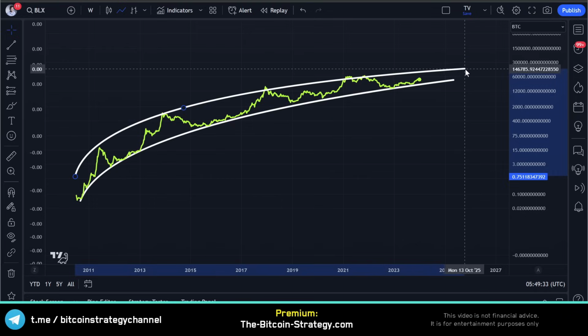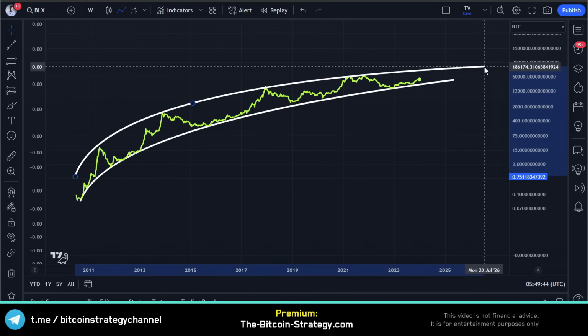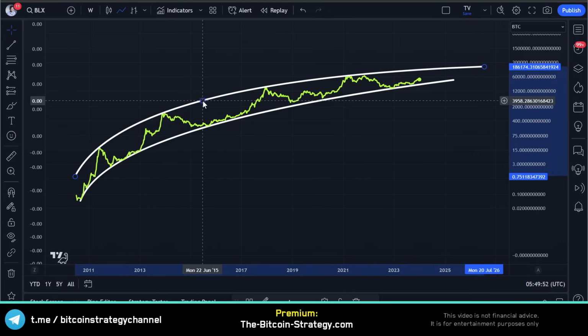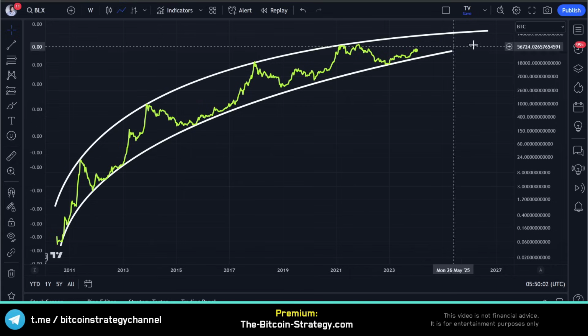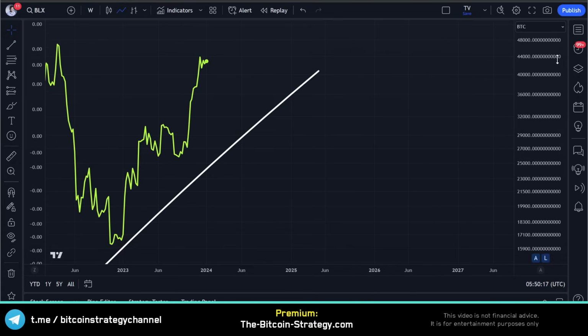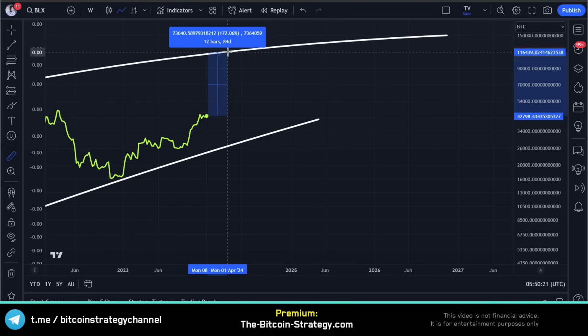Why not change the curvature here? Who says that this has to be 100% parallel? Doesn't this look quite nice? We're connecting the bottoms, we're connecting the tops. It is somewhat clean. And based on that, our upside from the current price would maybe be 173%. The upper limit being 117K per Bitcoin.